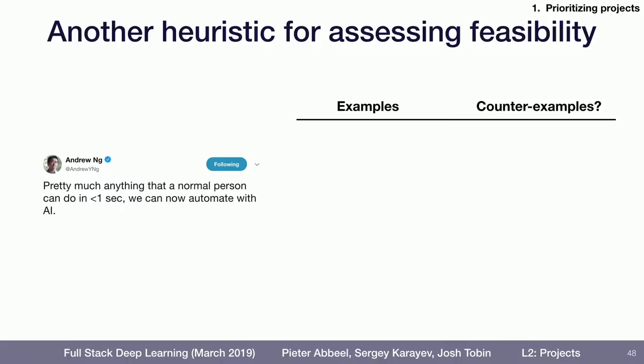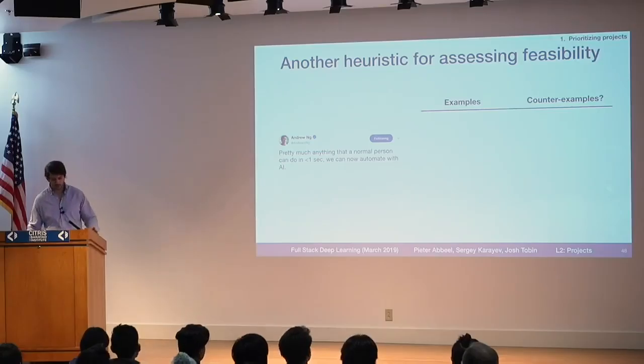So there's one other heuristic for assessing the feasibility of machine learning projects that I want to mention. And this is an idea that many of you have probably seen from Andrew Ng, that pretty much anything that a normal person can do in under a second, we can now automate with AI. So I actually don't fully agree with this, but I think it's important to talk about it because it's something that you'll see.